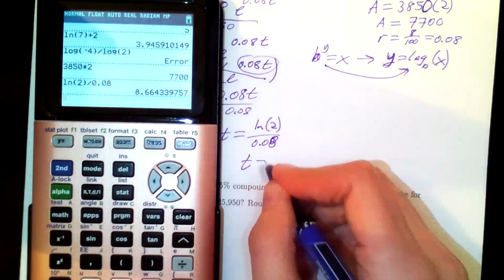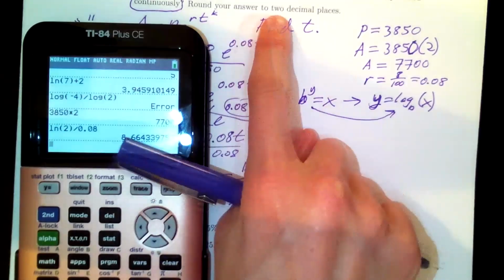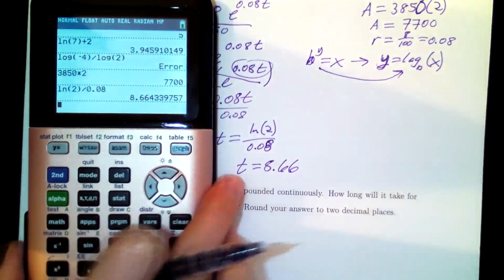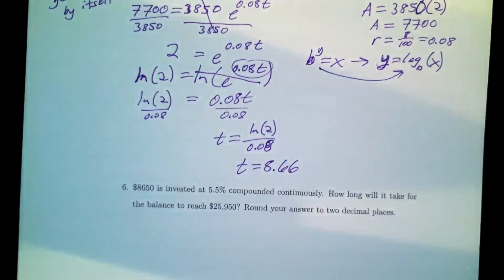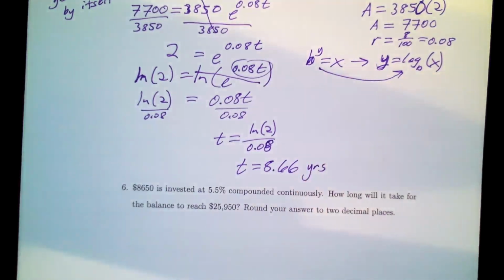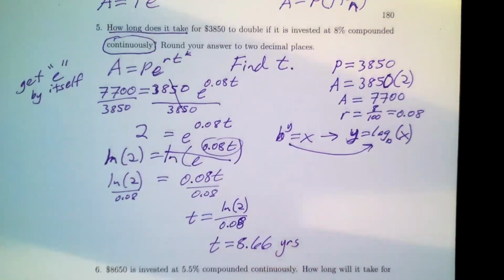You get t is 8. Now it says round to 2 decimal places up here in the directions, so we're going to do 8.66. So it takes 8.66 years for my principal amount of money to double if invested under these conditions.